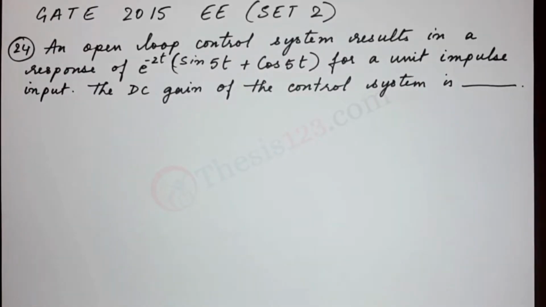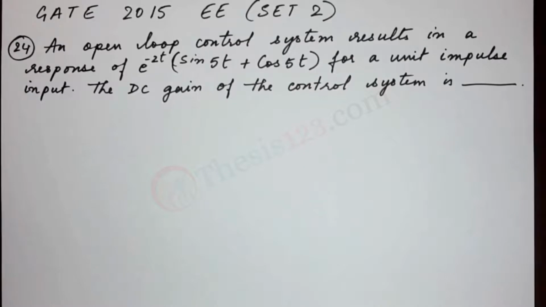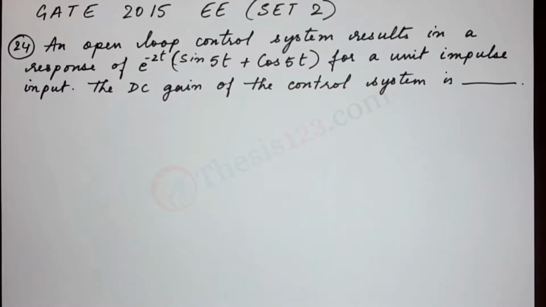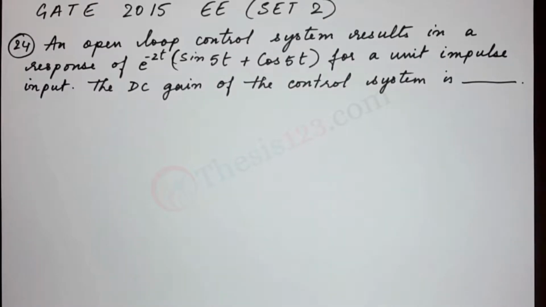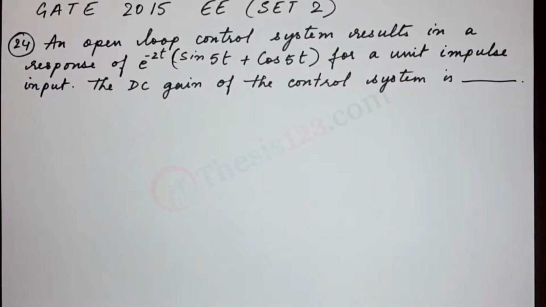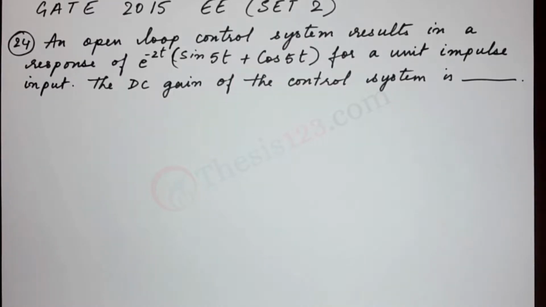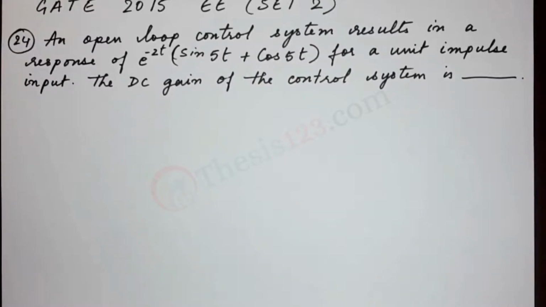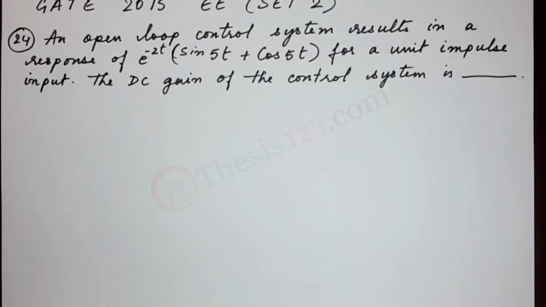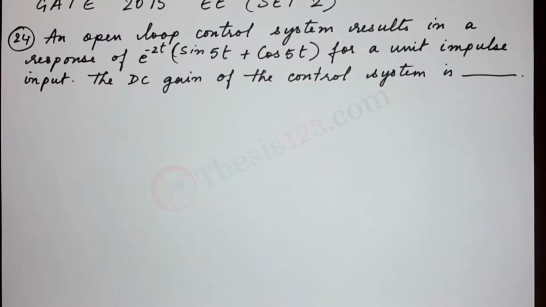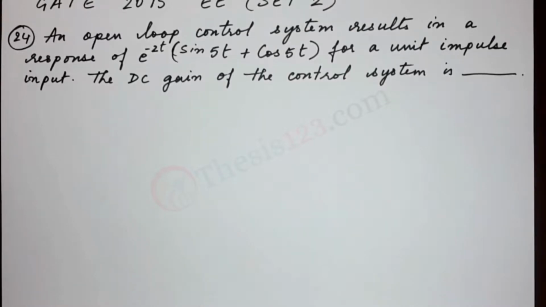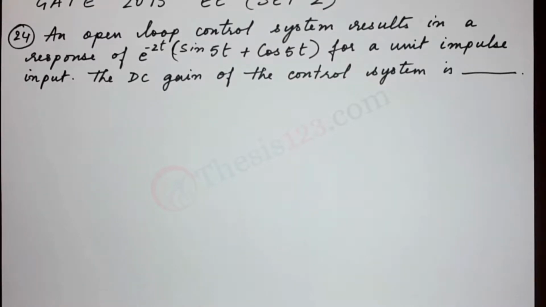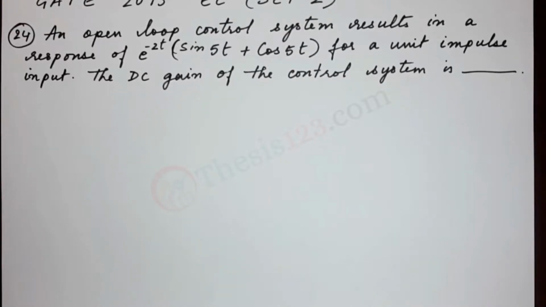Here's the next question, number 24. An open loop control system results in a response of e power minus 2t into (sin 5t plus cos 5t) for a unit impulse input. The DC gain of the control system is dash. Okay, let's work it out step by step by first noting down the given response.